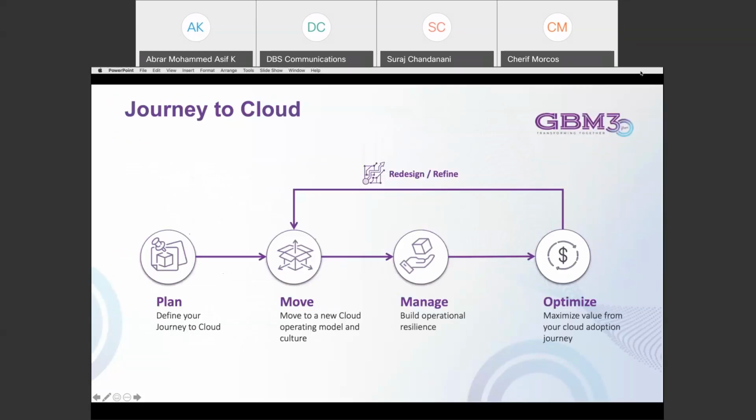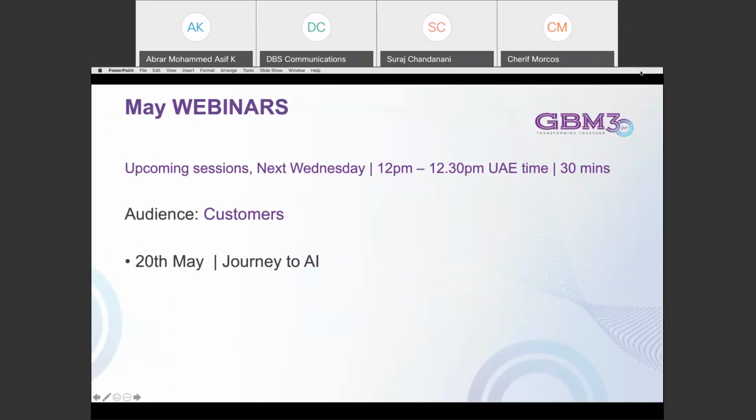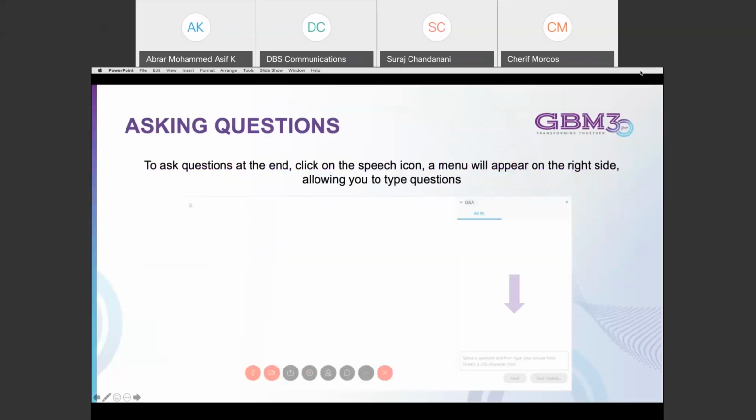So with that, we have covered the four phases that organizations are looking at while they move from on-prem to cloud. At this point, I would want to highlight and draw your attention to the next webinars that we have. And we've covered our journey to cloud end to end, from plan to actually migrate, manage, and optimize. I would want to take any questions on the topic now.